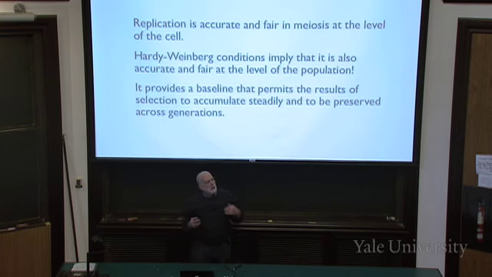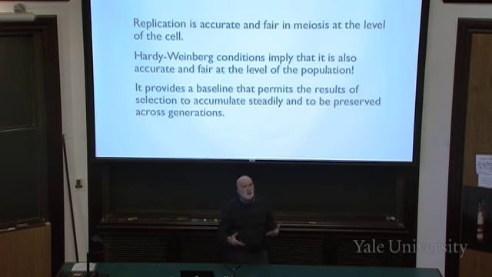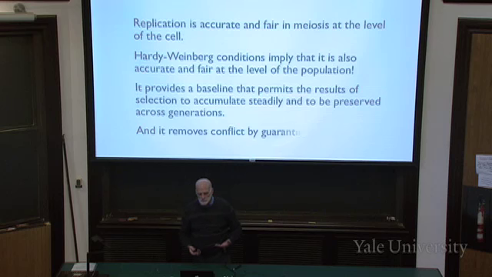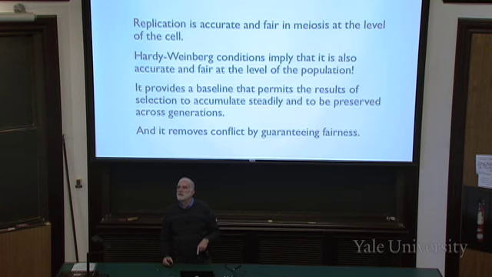So it gives us a baseline to see the process of selection occurring, but it also means that random mating in large populations preserves information on what worked in the past. So you don't have to invent everything all over again. And a note for future lectures, these are also the conditions that remove conflict by guaranteeing fairness. So basically, the Hardy-Weinberg situation is one in which everything that was in the population last generation has exactly the chance of getting into the next generation in proportion to its frequency. Nothing is going to change.